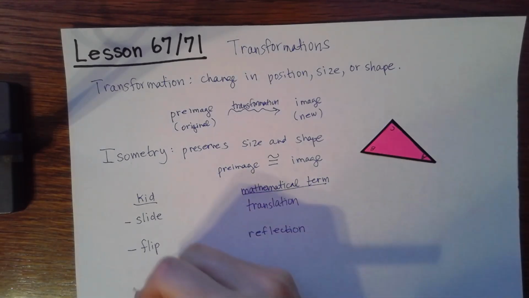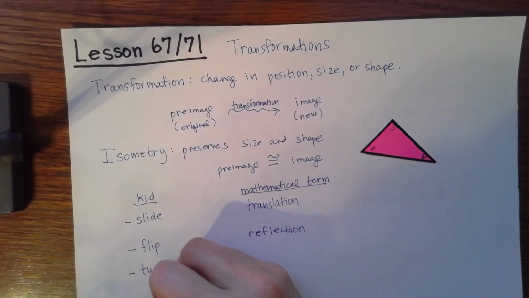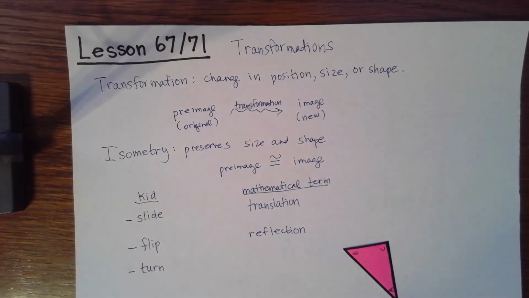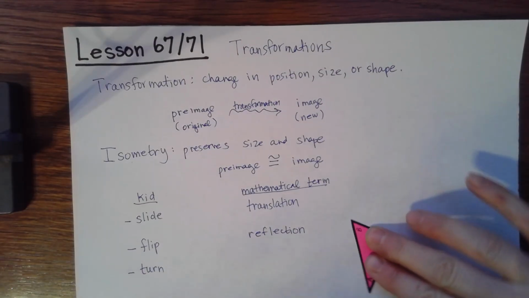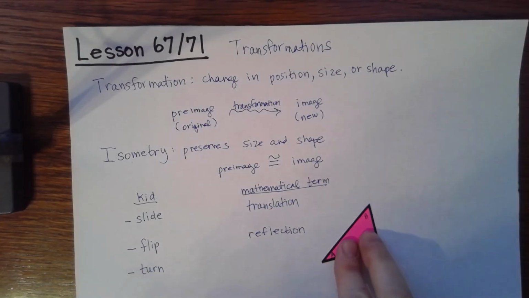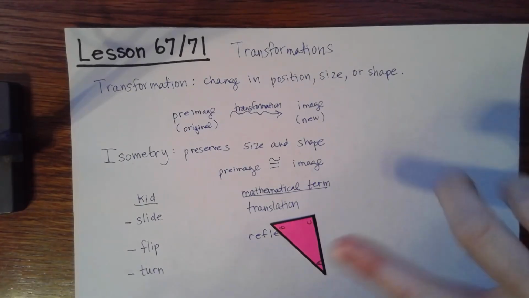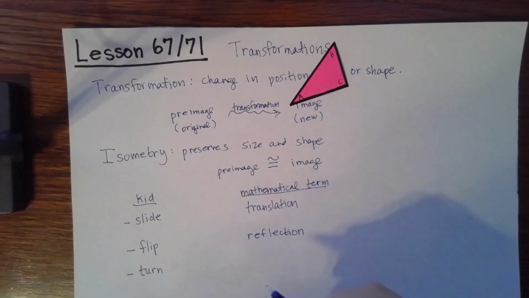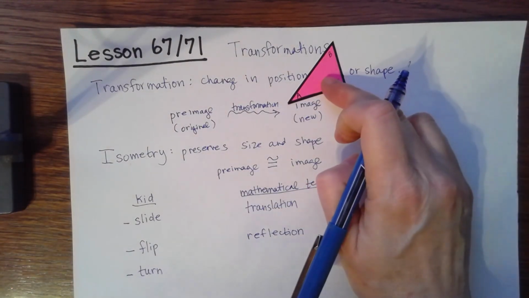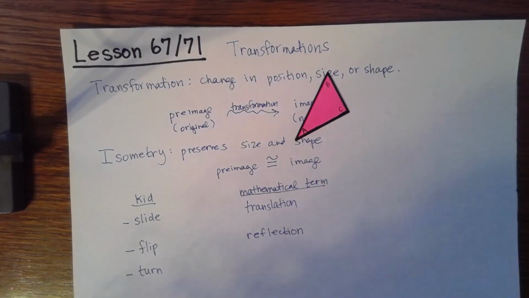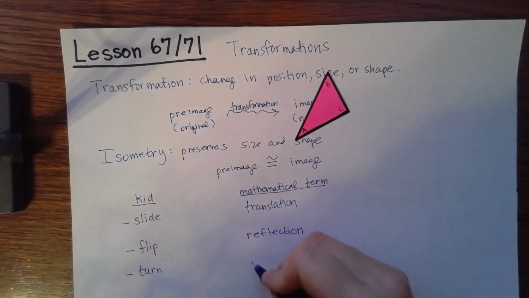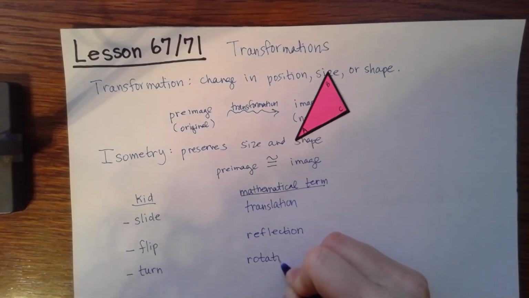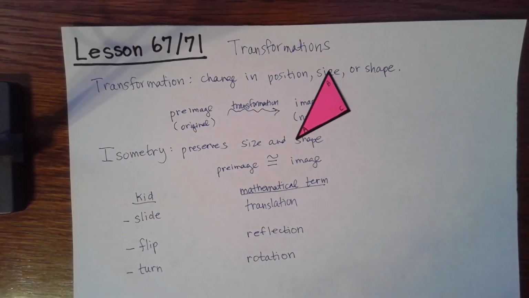The other thing that you could do is you could turn it. So I have my triangle and I could turn it like this, or I could turn it like that, or I could turn it this way. So I'm just turning it, and it's still the same size and shape. It's an isometry. As a mathematical term, that is called a rotation. So these are the isometries that we are interested in: translations, reflections, rotations.